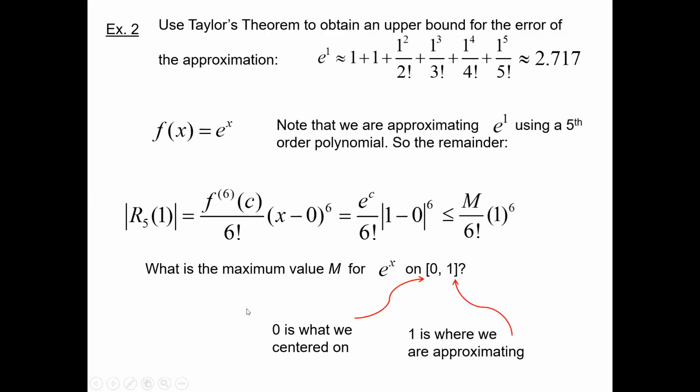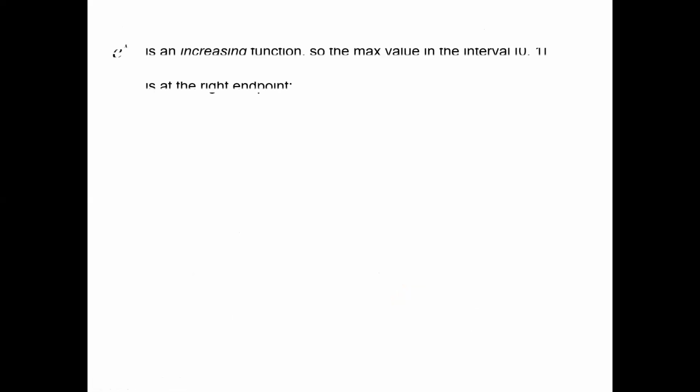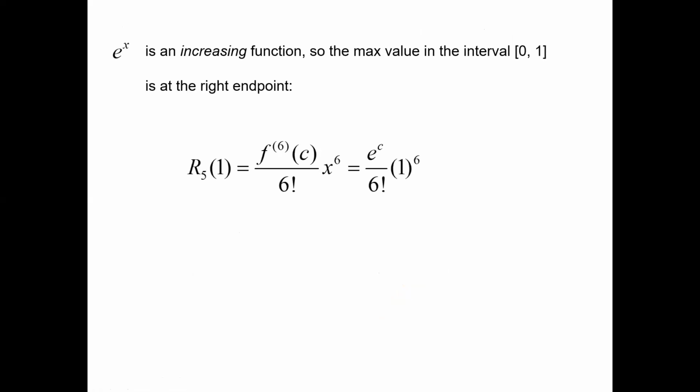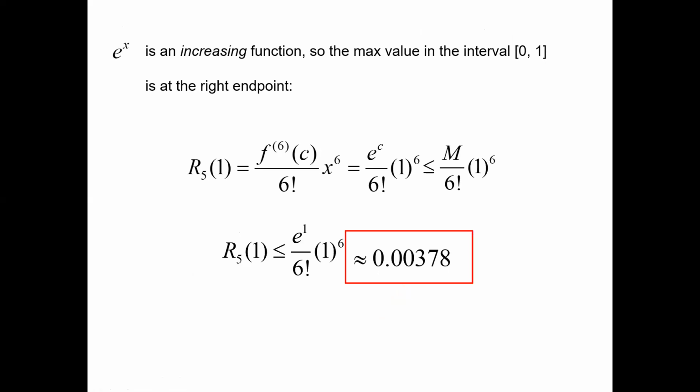Here we go. Okay, so 0 is what we centered on. 1 we knew was what we were approximating. So since this is an increasing function, we know that the max value is going to be at the right endpoint, which is e to the 1st power. So our remainder is bounded by e to the 1st power over 6 factorial times 1 to the 6th power, which is 0.00378. Remember, our approximation was 2.717, using our polynomial.